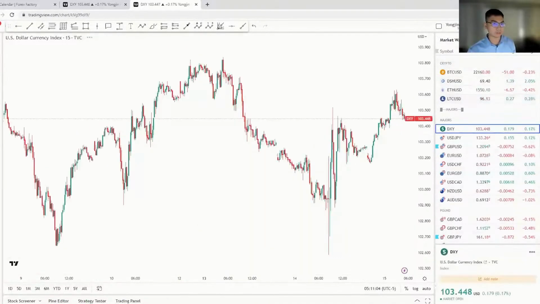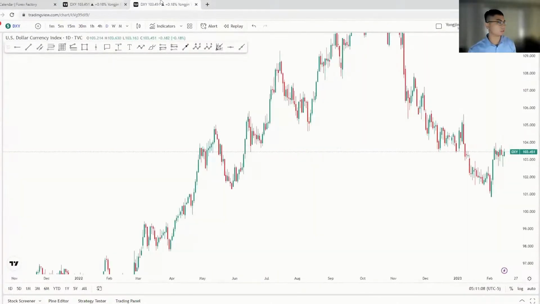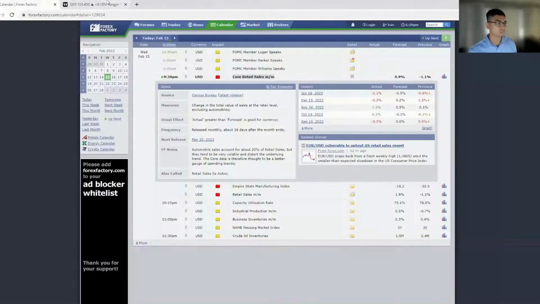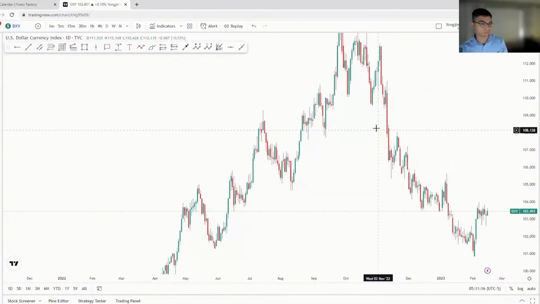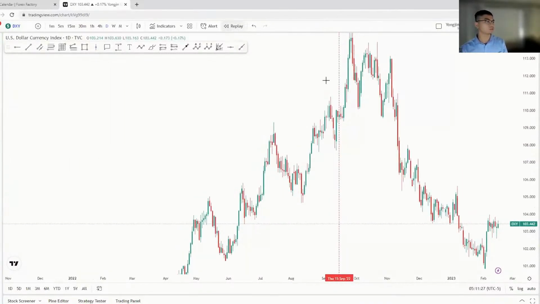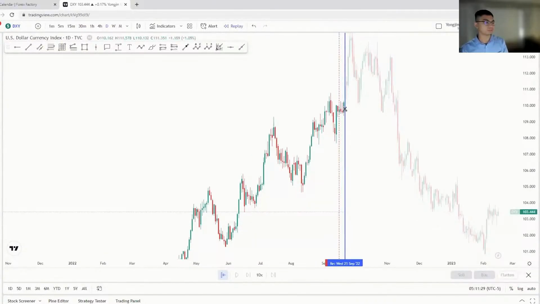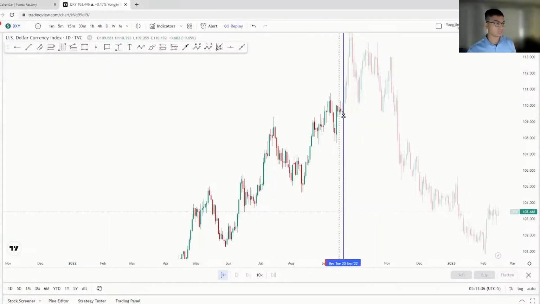Okay, DXY. Let's go back on the daily chart. September 15, right here. So notice upon the news release, price actually continued moving up in the long run.